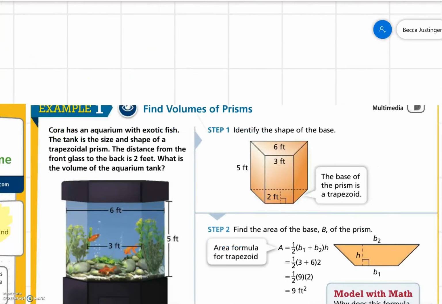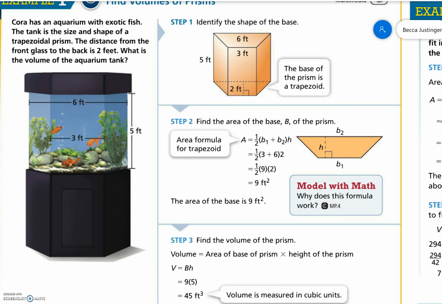All right, example number 1. Find the volume of prisms. Cora has a tank aquarium with exotic fish. This tank is the size and the shape of a trapezoidal prism. The distance from the front glass to the back is 2 feet. What is the volume of the aquarium tank?